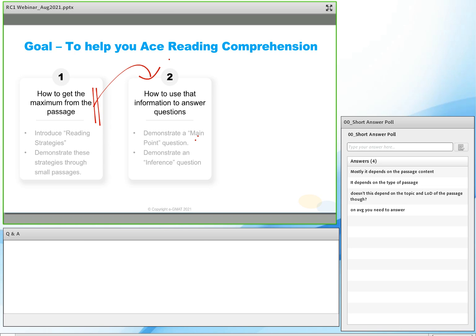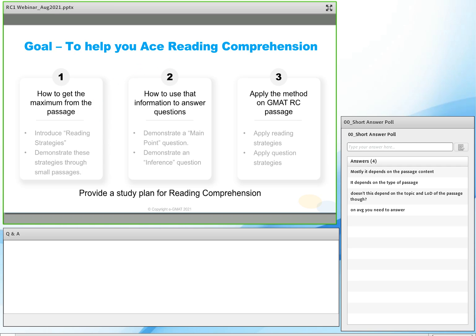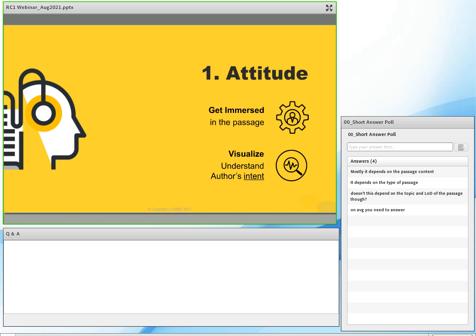We're going to solve one main point question and one inference question, two short passages right here, and then the proof of the pudding is in the eating. Everything that we have learned from point 1 and point 2, you're going to apply on an actual, considered to be 700 level GMAT passage. And if you're able to apply everything you've learned, then you will definitely see an improvement in how you do that. Okay, so let's talk about the first aspect and pay a lot of attention.